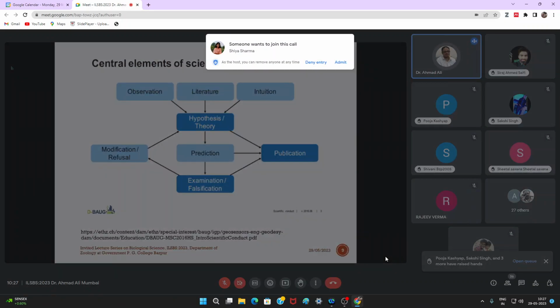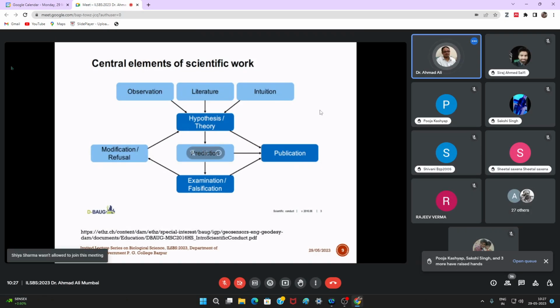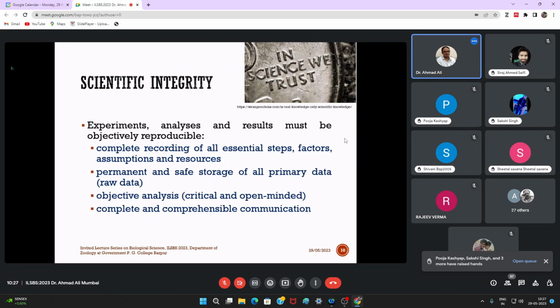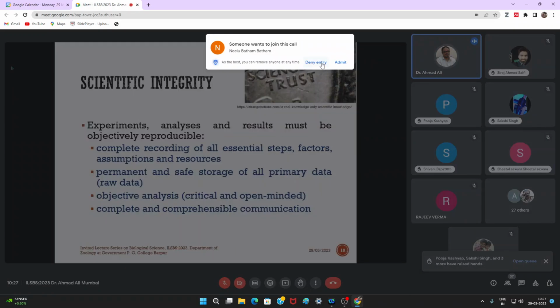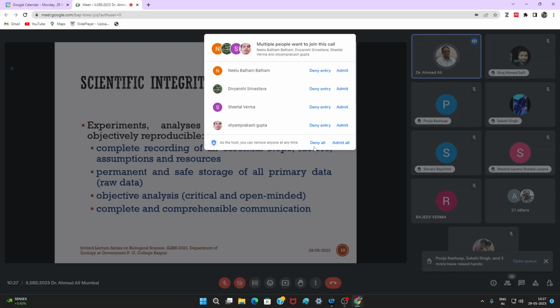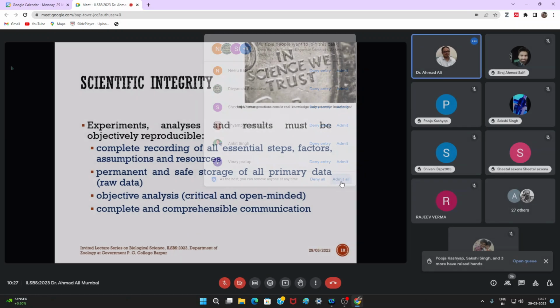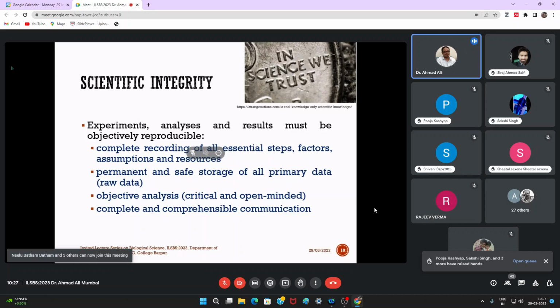Intuition: you create a hypothesis or theory, then it can be published, or we do hypothesis testing analysis. Whatever processes we adopt for generating data through the scientific method must be conducted with scientific integrity. So analysis or experiments or results, whatever we have generated, must be objectively reproducible.